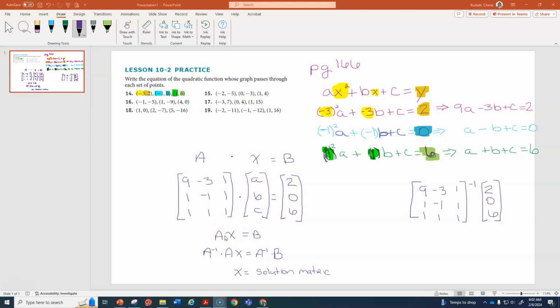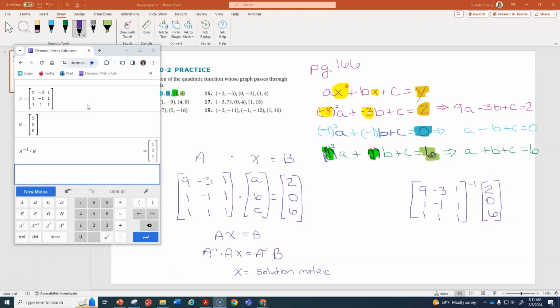There is no such thing as division. Normally we would say a times x. How do we undo times? We divide. Matrices don't have division, so we have to multiply by the inverse, and this is how we write multiply by the inverse. So we multiply both sides of the equation by the inverse, and we end up with our solution. So this is what I'm actually going to type into my matrix calculator.